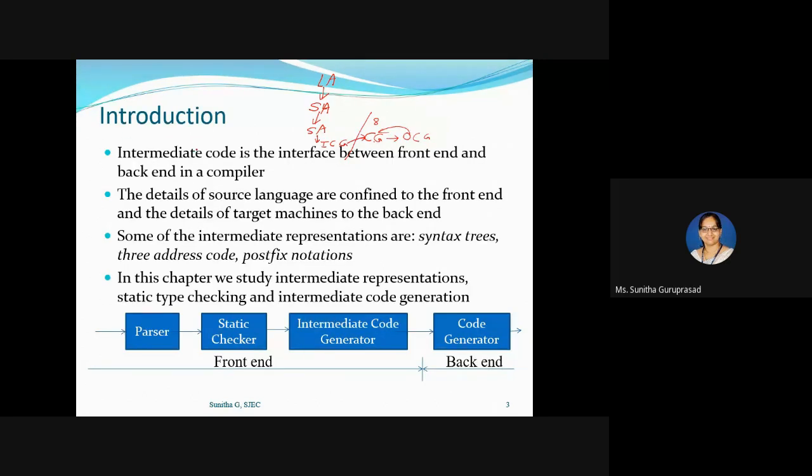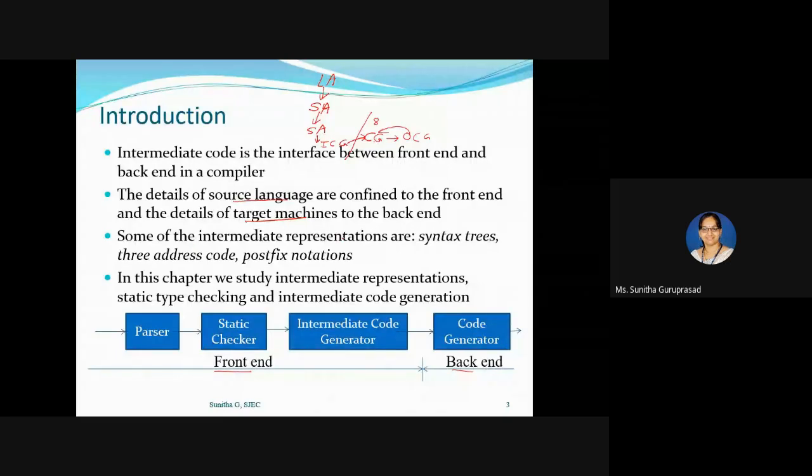So intermediate code is the interface between the front end and the back end. You can see this is the front end, this is the back end. The details of the source language are confined to the front end, and the details of the target machine are confined to the back end. So whatever source language details are there will be given in the front end, and whatever is related to the target machine will be given in the back end.